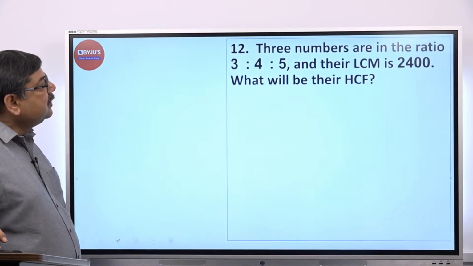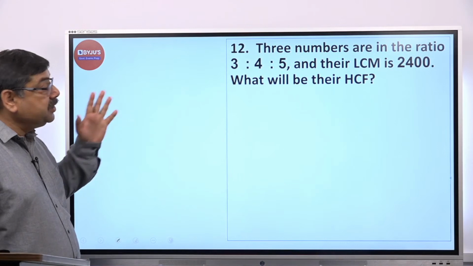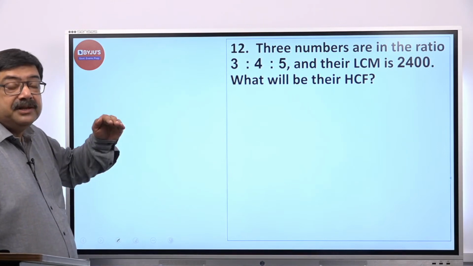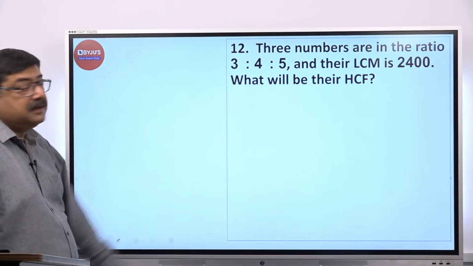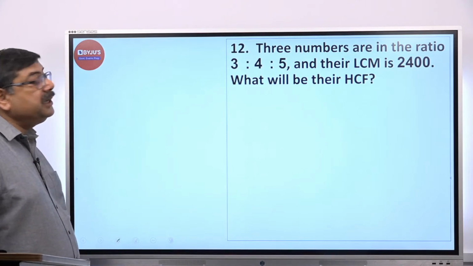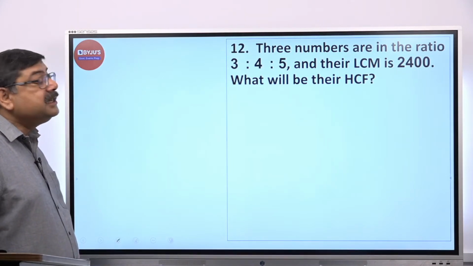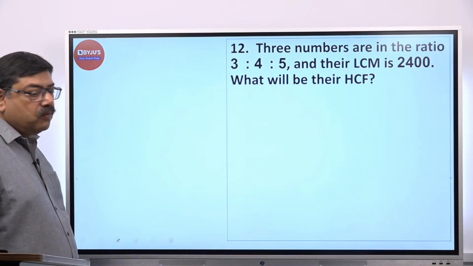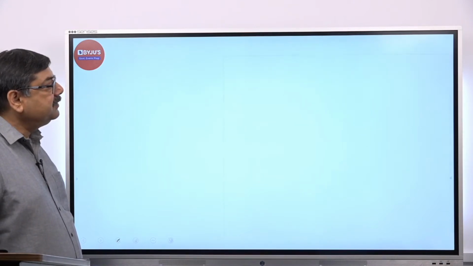Now, three numbers are in the ratio 3:4:5. See, the level has risen. Again, this is an IBPS PO question. Three numbers are in the ratio 3:4:5, and their LCM is 2400. What will be their HCF?